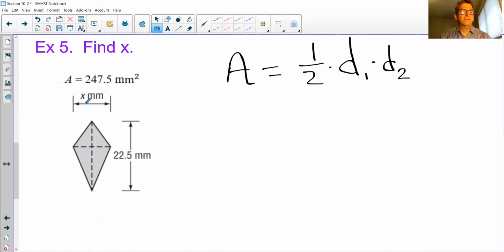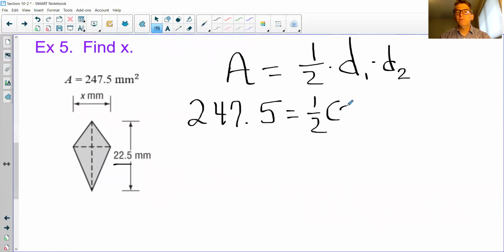Okay, so we have x millimeters. We know the area is 247.5, and we know that one of the diagonals is just 22.5. So 1/2 times 22.5, and that's going to be times d2, which is x.